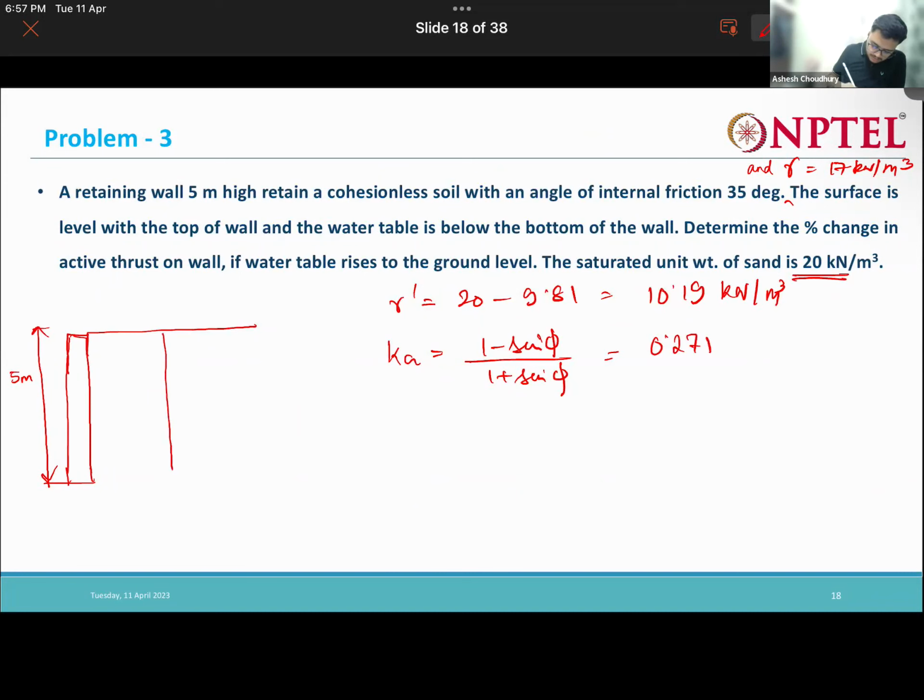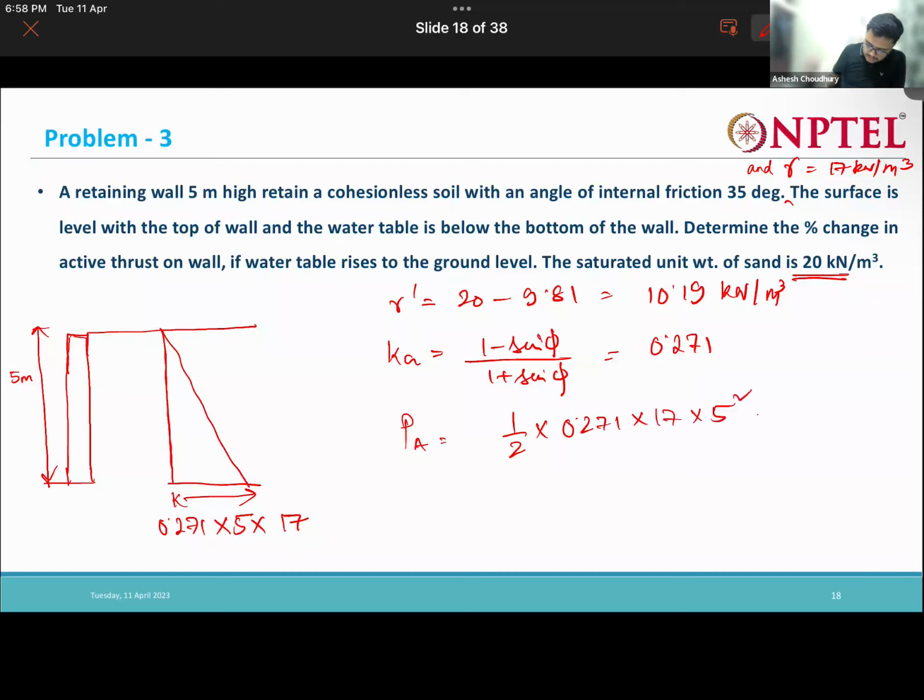Right. So for the first case, what is this? 0.271 into 5 into 17. So P is half into 0.271 into 17 into 25, which is 57.58.